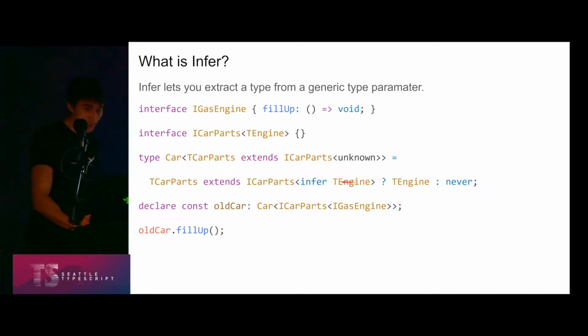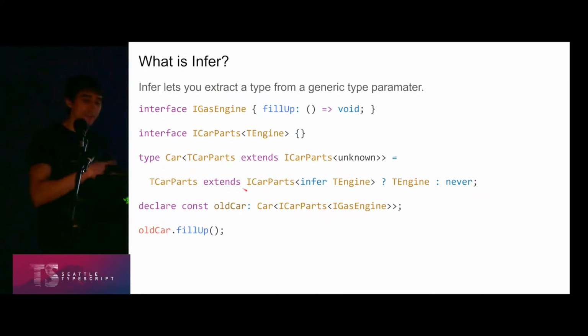You use the conditional type syntax, and then you put whatever you inferred as the first thing after the question mark. In this case, we've got a car, we pass in this I car parts with this gas engine. The result is going to be the gas engine. Since that has a fill up method on it, we're able to call fill up on this car. One thing I'd like to mention here is it seems kind of dumb that you'd have to duplicate this extends clause right here.